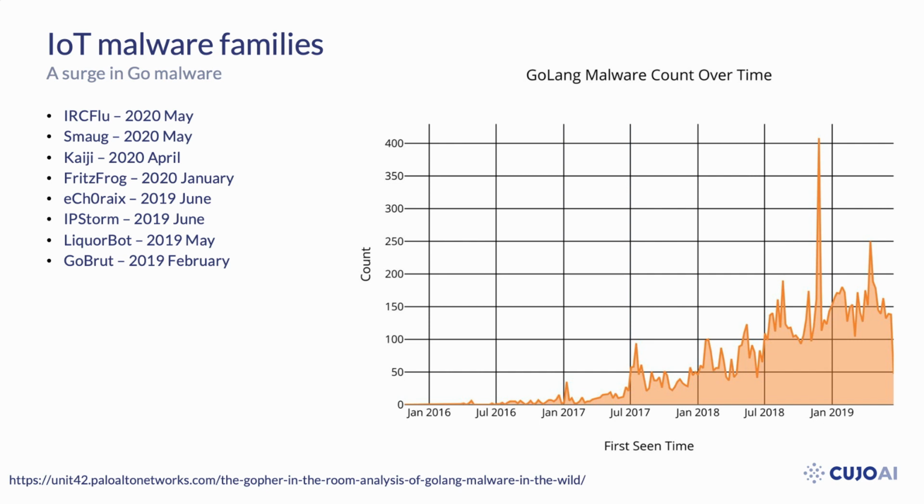Some of the more interesting Go malware families that have been observed in the past year are IRC Smoke ransomware, Kaiji, FritzFrog, EchoRex, IP Storm, LiquorBot, and GoBrot.